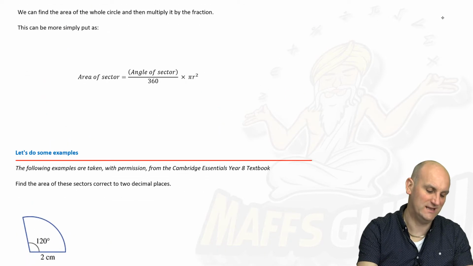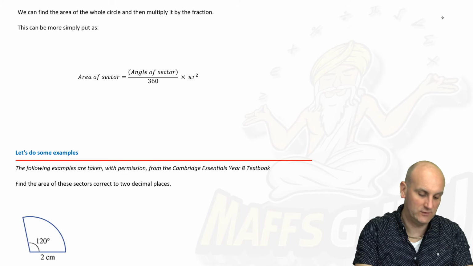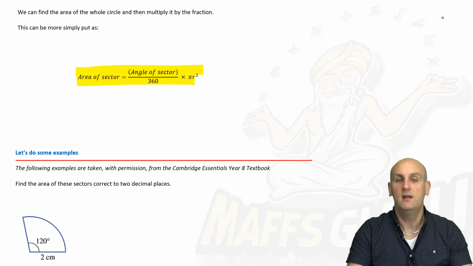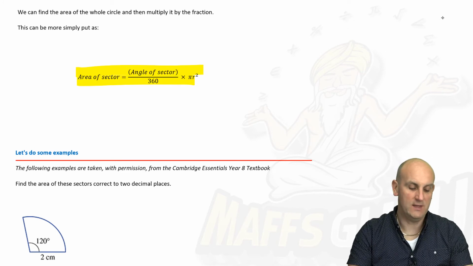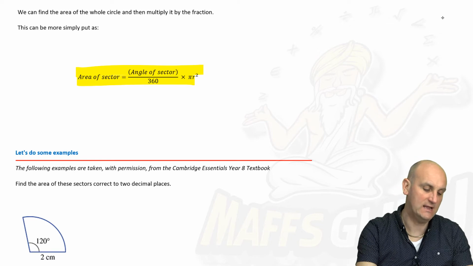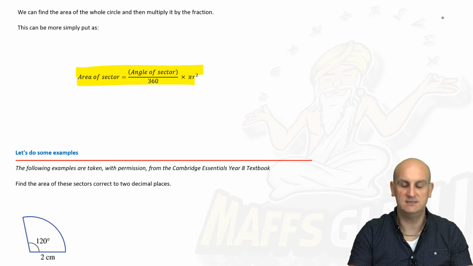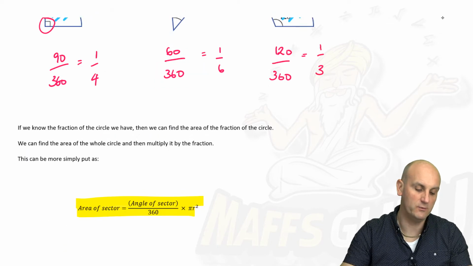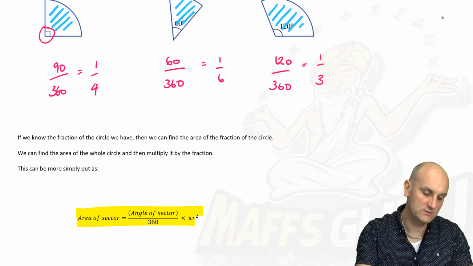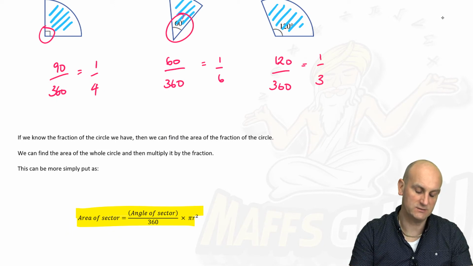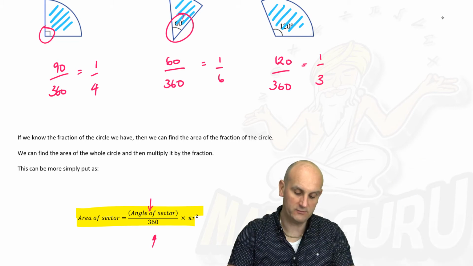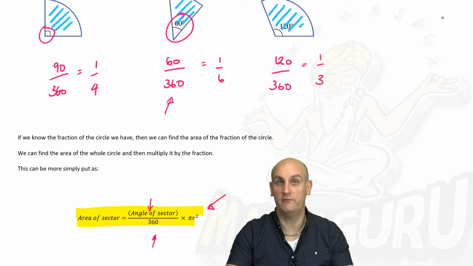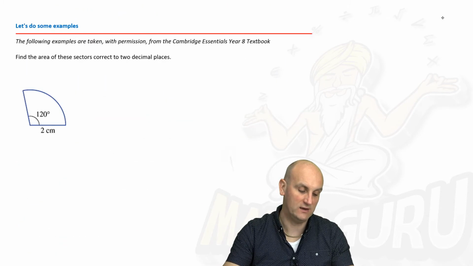Now, at the end of the day, we're mathematicians and we quite like giving you strange formulas, but there we go. Area of the sector is equal to the angle of the sector divided by 360 times pi r squared. That's nothing more than what I've done here. So in this situation, the angle of the sector is 60 degrees, divided by 360 degrees, which we've got there, and then times it by the area of a whole circle.